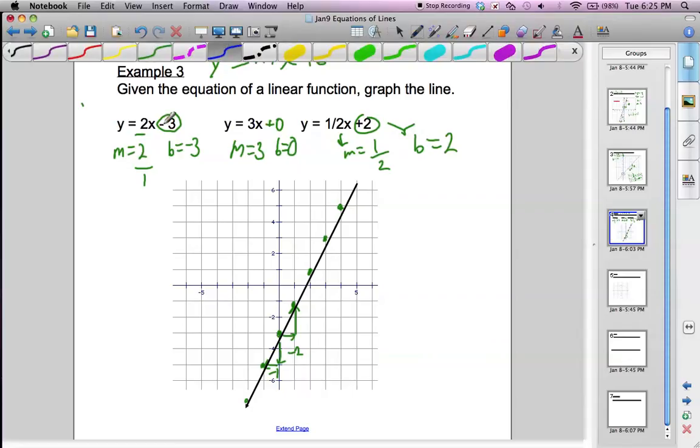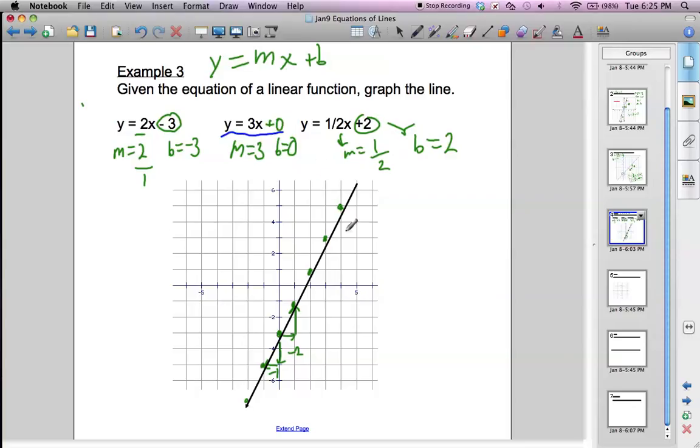let's do this in blue. Okay, so the next one, y equals 3x plus 0. The y-intercept is 0. Slope is 3, so you can write that as 3 out of 1. Or you can write that as negative 3 out of negative 1 if you want to go backwards. So we're going to go over 1, up 3.